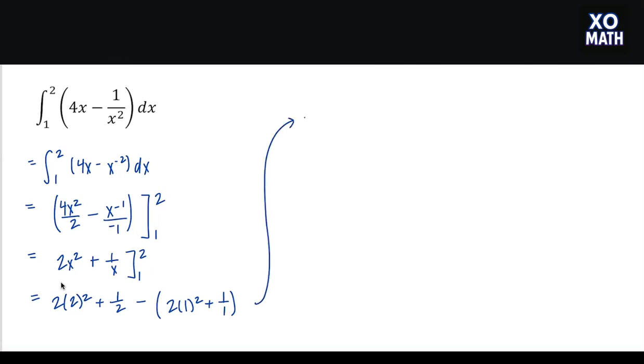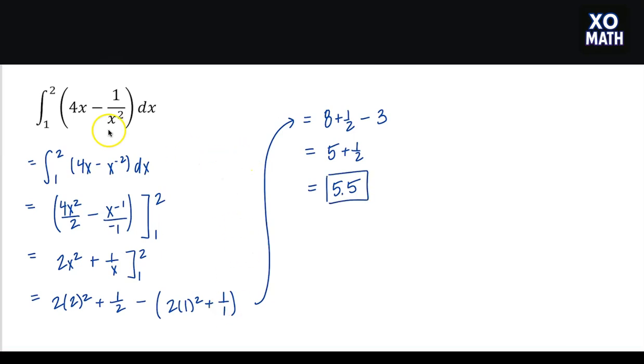So now let's bring our work up here to simplify. 2 squared is 4, 4 times 2 is 8, so I have 8 plus 1/2 minus, and then in parentheses here I have 1 squared is 1 times 2 is 2 plus 1 over 1, 2 plus 1 is 3, so minus 3. So we have 8 minus 3 is 5, so we have 5 plus 1/2, or in decimal form 5.5.